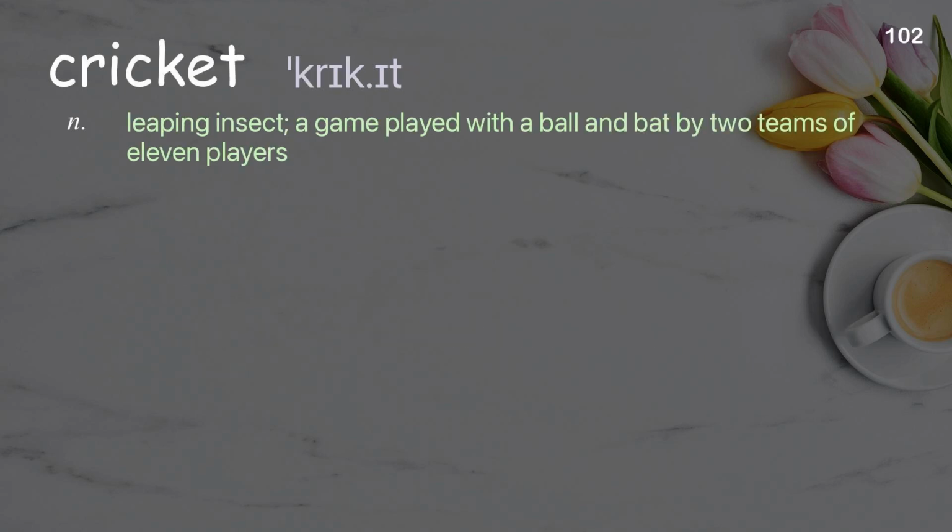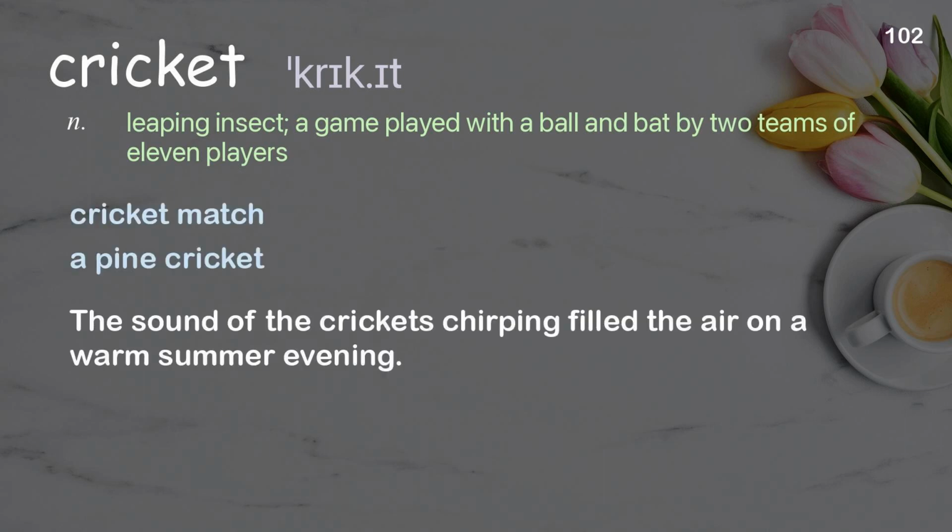Cricket. Leaping insect, a game played with a ball and bat by two teams of 11 players. Examples: Cricket match. A pine cricket. The sound of the crickets chirping filled the air on a warm summer evening.